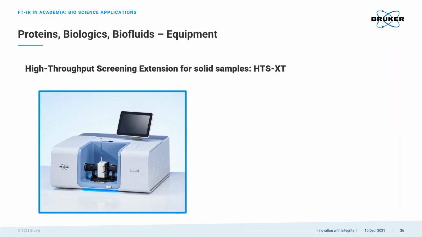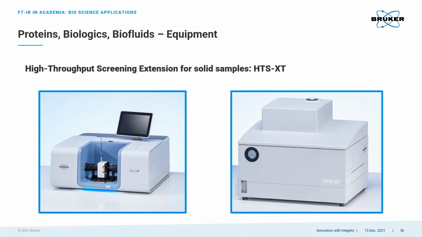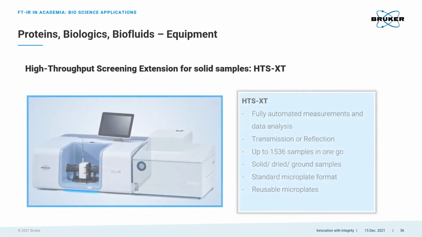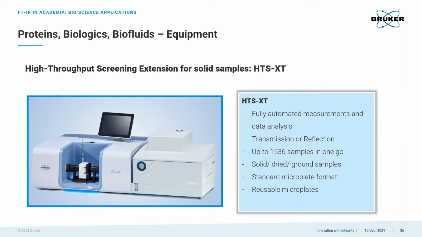An important extension to our analysis hub in VINO in this bioscience context is our HTS-XT. HTS-XT is our extension to increase the throughput of your analysis. It features automated measurements in either transmission or diffuse reflection mode. It is capable of handling up to 1,536 samples in one go. For this, the samples need to be in solid form and are filled in standard, reusable microplates to be inserted into the system.